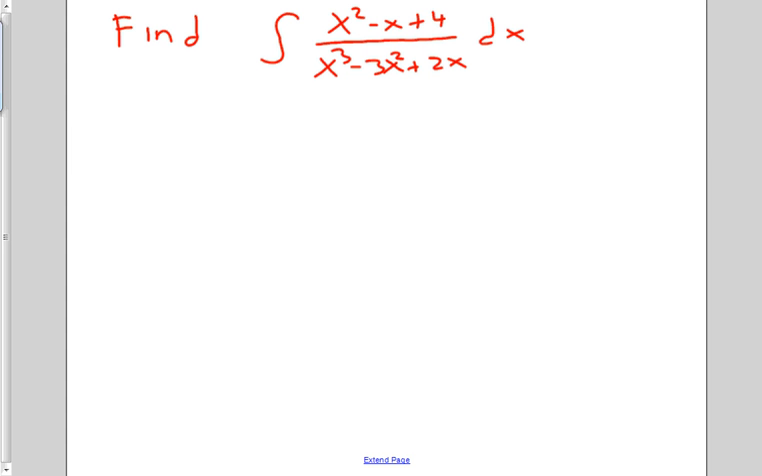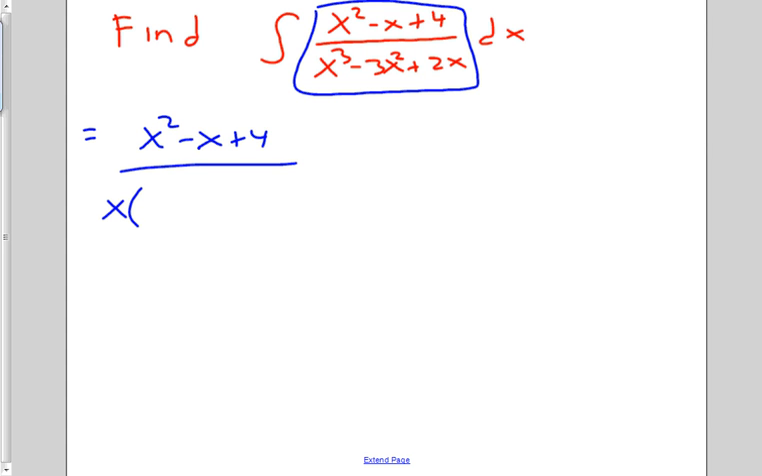All right, let's do a slightly harder one. Very manageable though. So first thing, factor the bottom. Well, before we take the integral, rather, let's split this up into partial fractions. So factoring the bottom, x squared minus x plus 4, leaving the numerator the same, we get x times x minus 2, x minus 1.